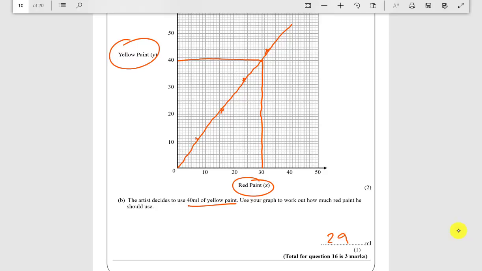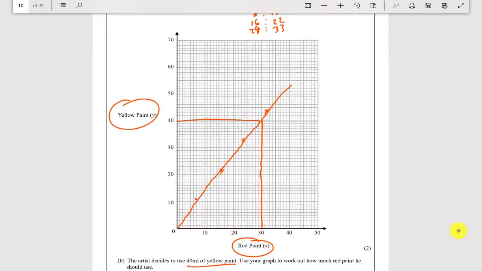Now, to get that 1 mark, make sure you draw these lines and be sure that that is your answer. Do not guess the numbers.